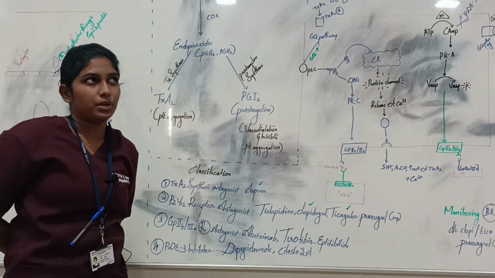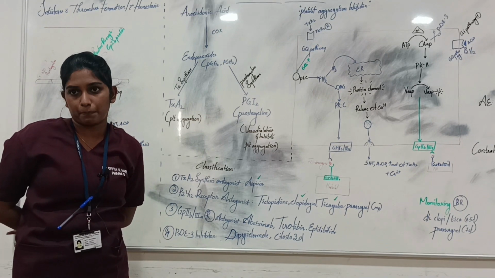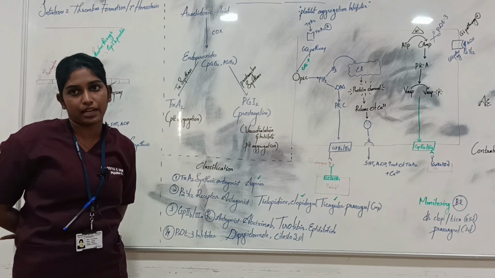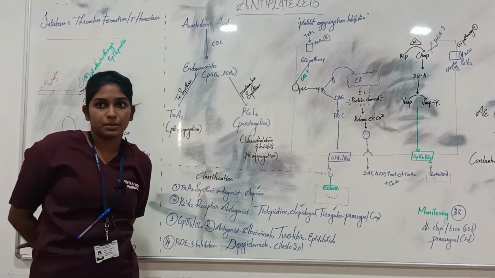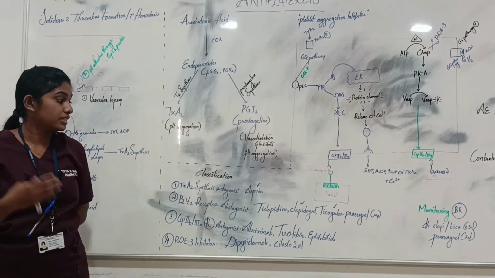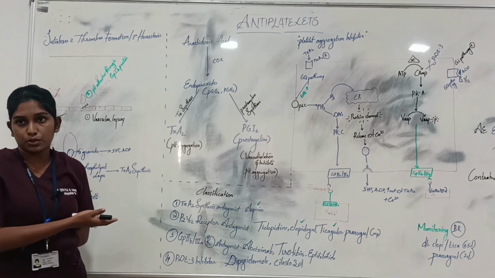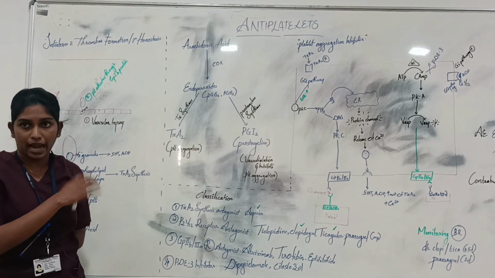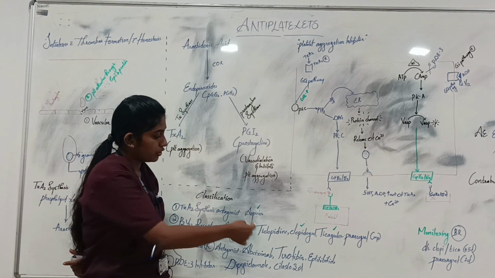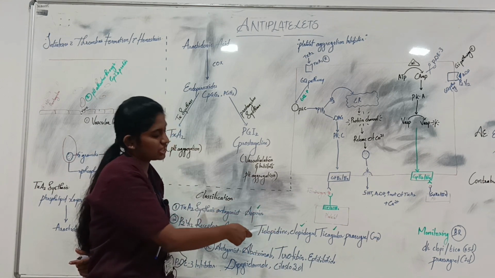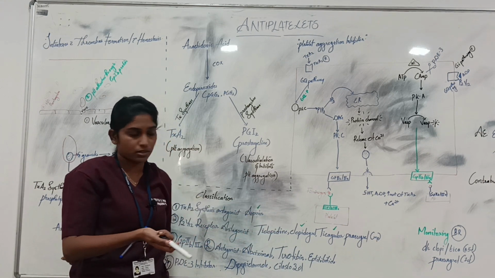It was first found in 1899, I think, for fever and pain. But later on, they found that aspirin is very good for the prevention of thrombosis, and it reduces the risk of stroke and heart attacks. So they started using aspirin for its antiplatelet activity. It was followed by ticlopidine, which is not now used due to its bone marrow toxicity.